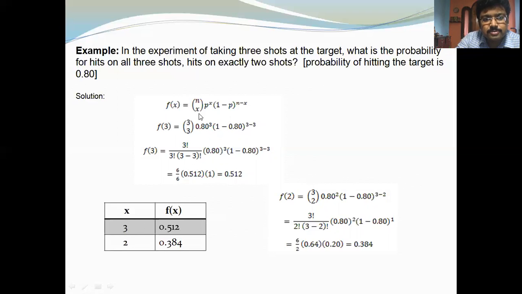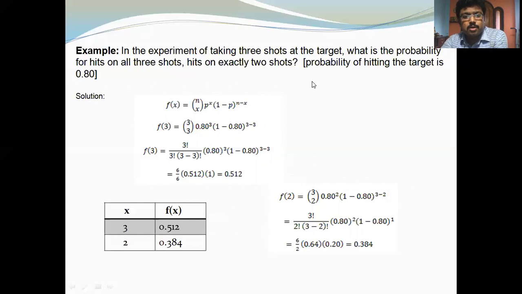x is the number of successes, 3. And the probability of hitting the target is 0.80. So 0.80 to the power 3, times 1 minus 0.80, which is the probability of failure, to the power 3 minus 3. N is 3, x is 3, so 3 minus 3. The probability of hitting on all the shots involves factorial 3 over factorial 3 times factorial 3 minus 3. With simple mathematical steps, we can find the probability for hits on all three shots is 0.512.